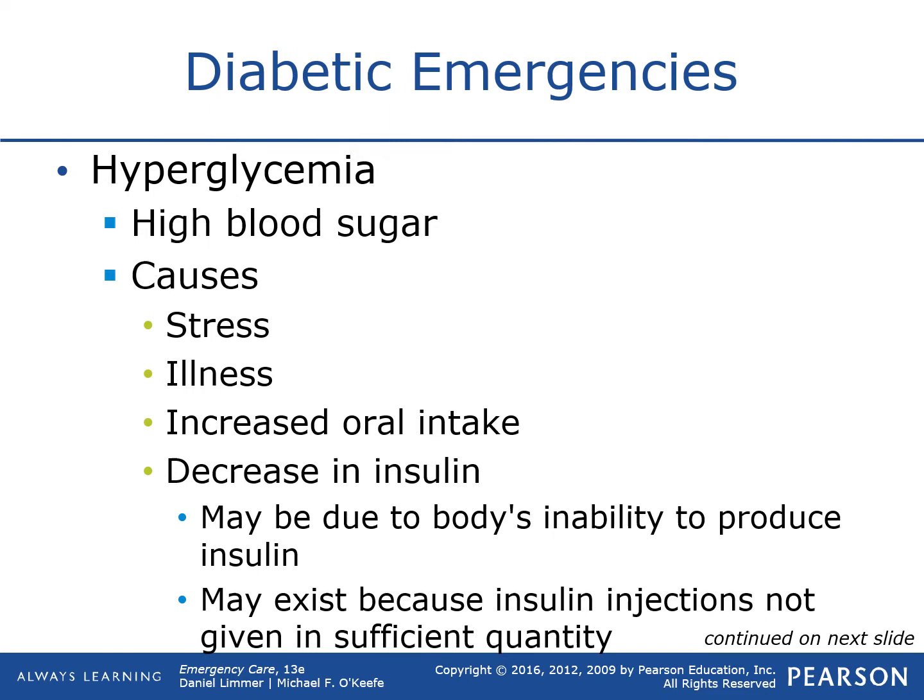Now, I know that I said in hypoglycemia, illness might cause the patient to have low blood sugar levels. That's because illness will cause your cells to be working very hard, so you're going to have an increased metabolic rate, which will cause a drop in blood sugar because your cells are going through it so quickly.